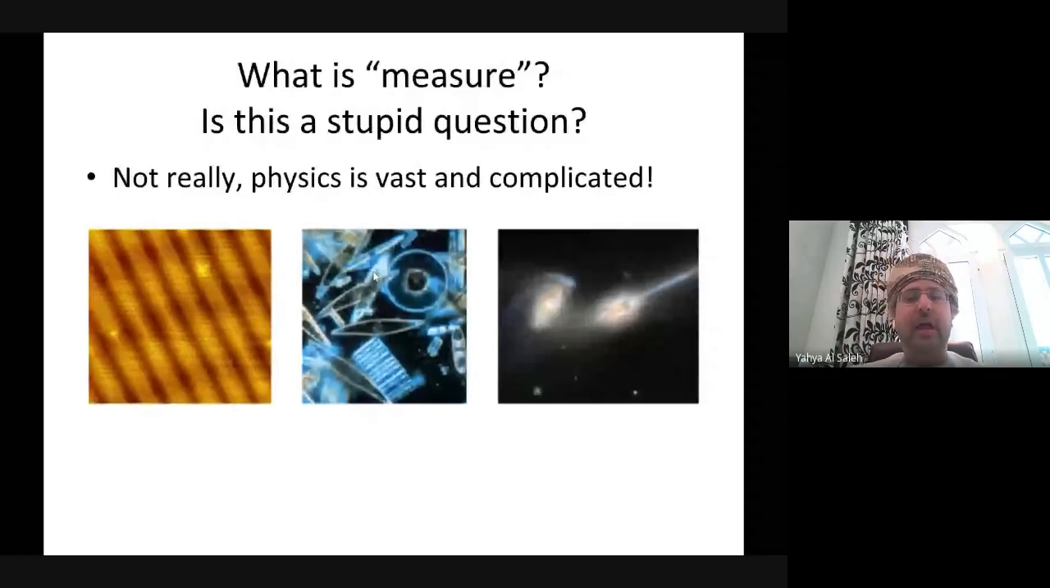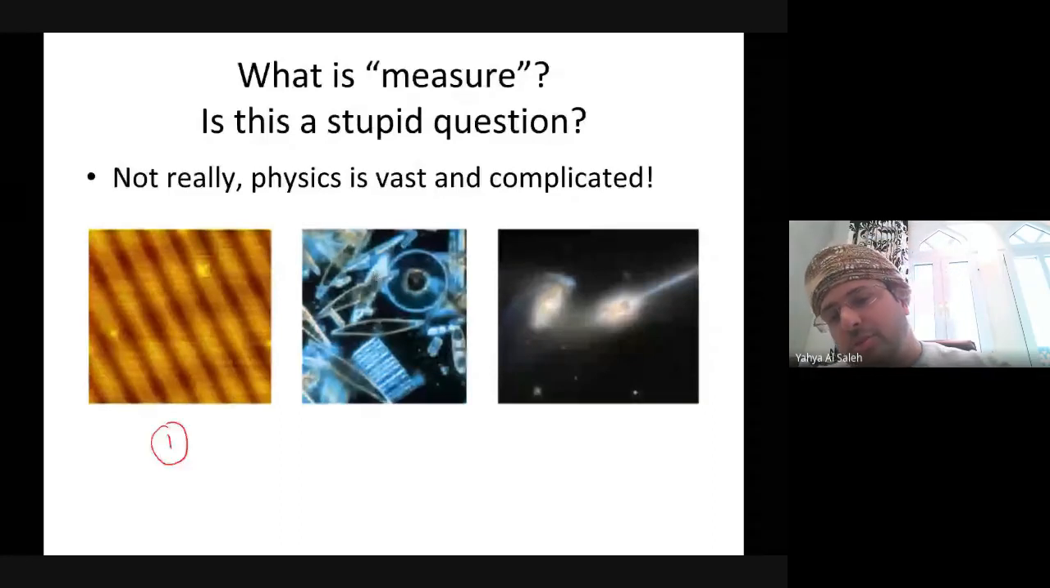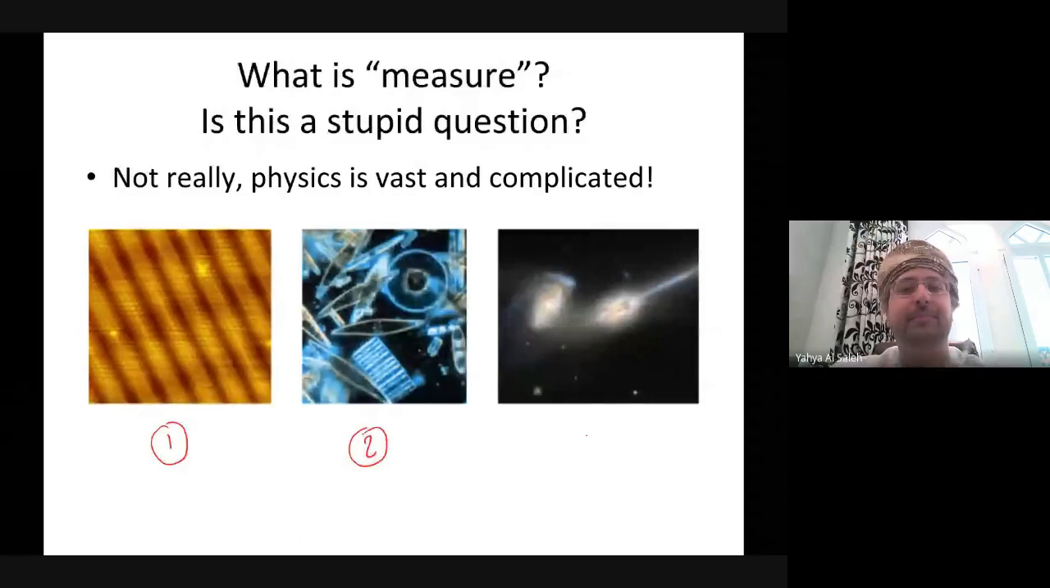Okay. I have put 3 photos on this slide, number 1, number 2, and number 3. Can you tell me what these photos are of? Not a rhetorical question. I actually require interaction with my students. Otherwise, I'm just talking to myself.